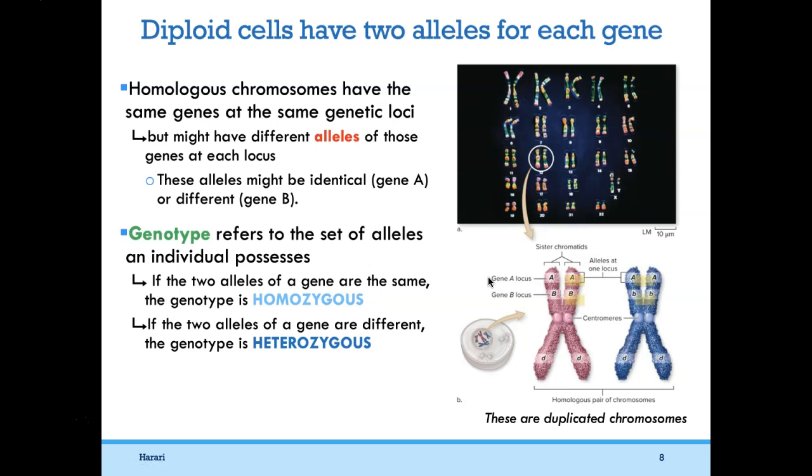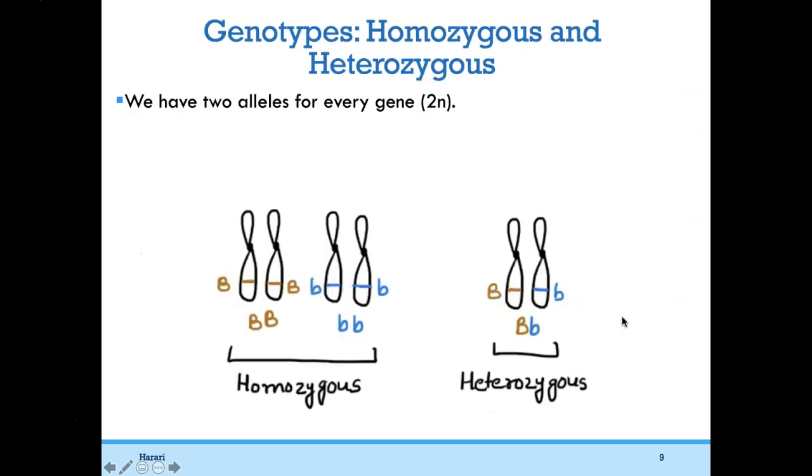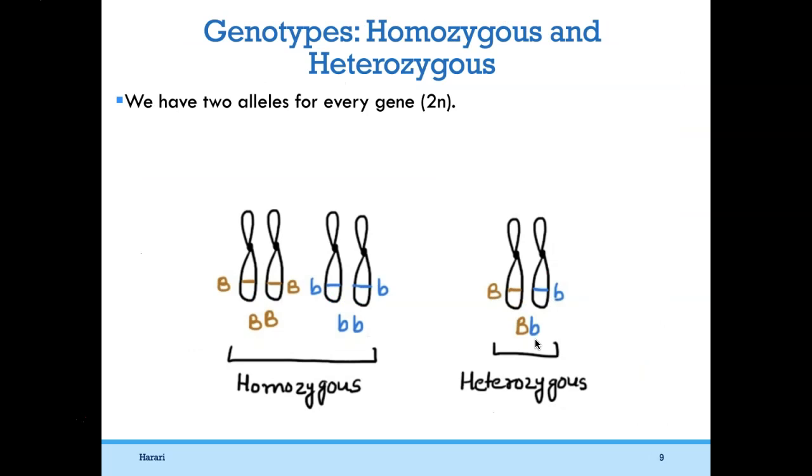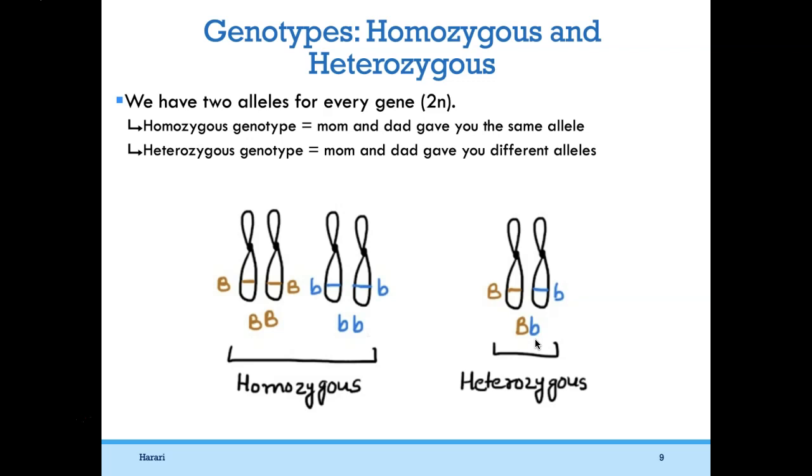If the 2 alleles of a gene are different, we then say that genotype is heterozygous. So this genotype would be big B, little b, right? Mom and dad are giving different alleles. So in this example, this individual would be homozygous for gene A, but heterozygous for gene B. So just to review, we have 2 alleles for each gene. If you have a homozygous genotype, that means both mom and dad gave you the same allele. If it's a heterozygous genotype, that means mom and dad gave you different alleles.